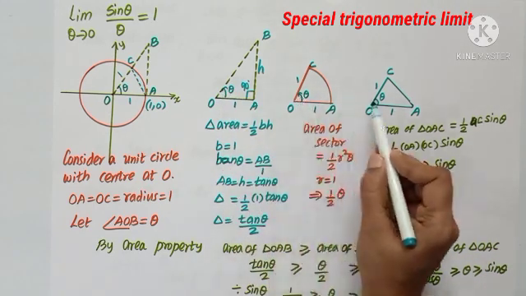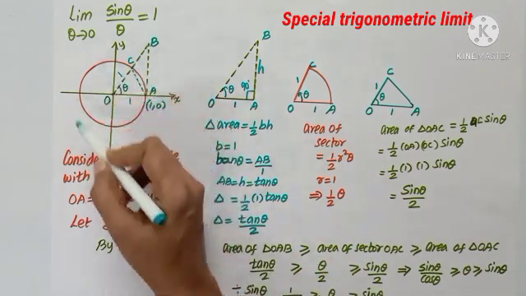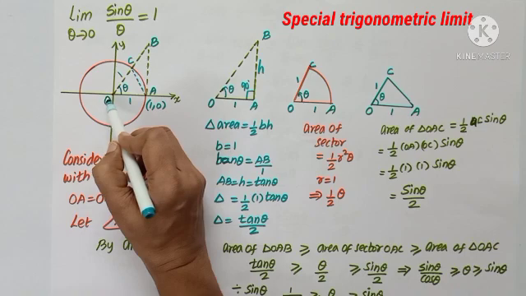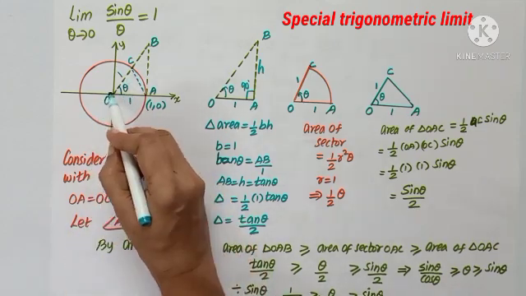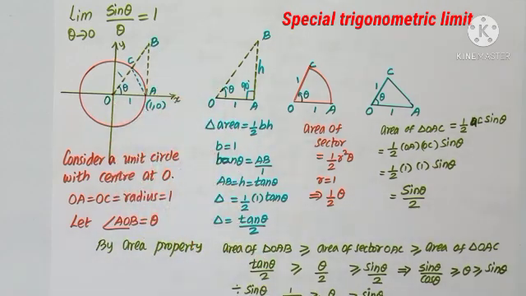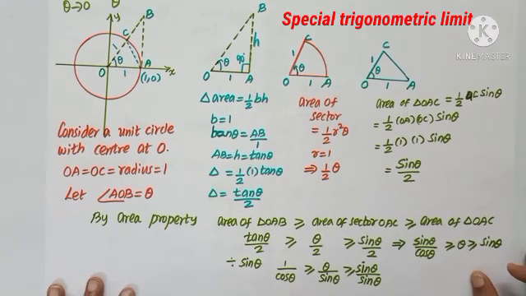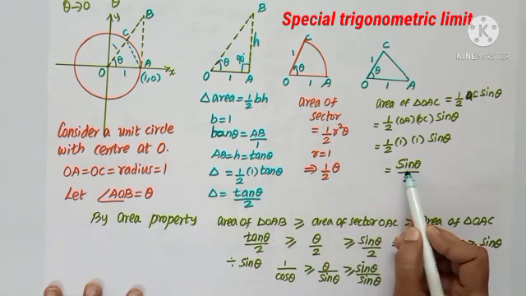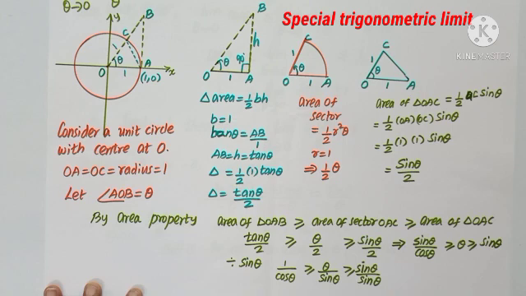When I compare the three areas from this diagram, the smallest triangle is OAC. Next comes the sector OAC. Next comes the big triangle OAB. So what we say? Area of triangle OAB is definitely greater than or equal to the sector, and the sector is definitely greater than or equal to the small triangle OAC. So we have found the three areas which we have written. All the 2's we can cancel.